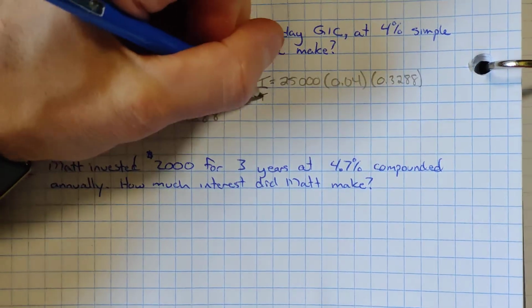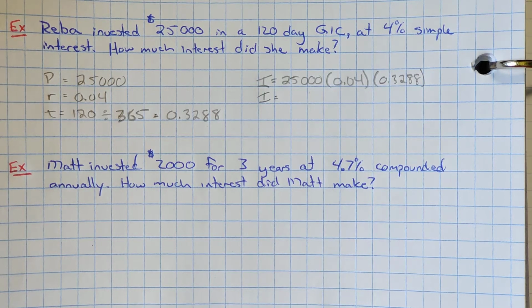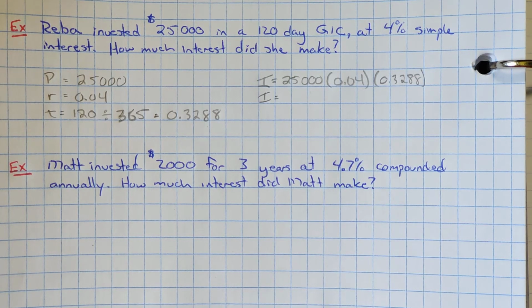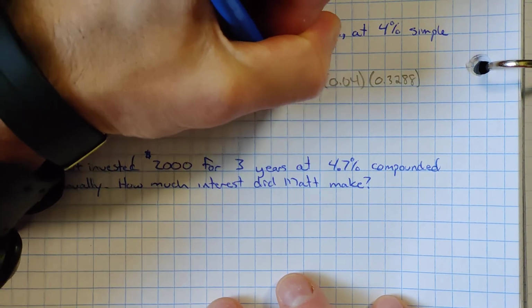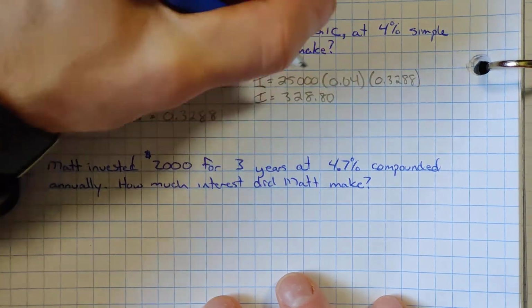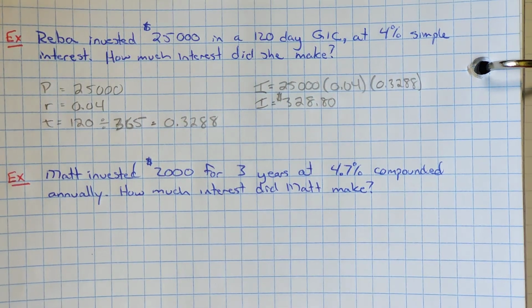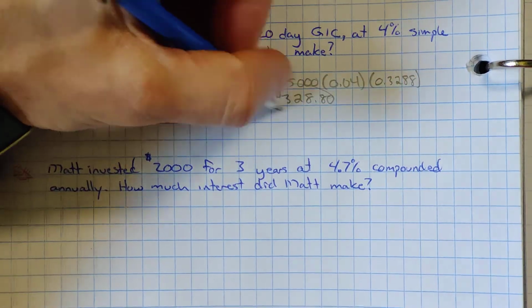There's our I equals PRT. And when we plug that all into our calculation device, 25,000 times 0.04 times 0.3288, we get 328.8. Now it's a dollar value, so I'm going to toss that extra zero on the end. $328.80 she made in that 120 days, about 4 months. So in 4 months, she's able to make $328 by just letting her money sit there. And that's, again, our final answer.